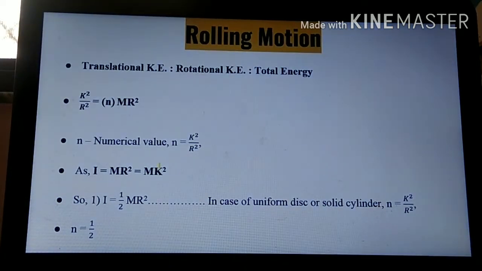Let's start. See the translational kinetic energy, K means kinetic energy. Translational kinetic energy to rotational kinetic energy to total energy. There is a formula which we will be studying. First of all, you have to understand this one, that is k²/r². k²/r² is equal to n, where n is called a numerical value. What is the value of n? n is denoting the value of k²/r².